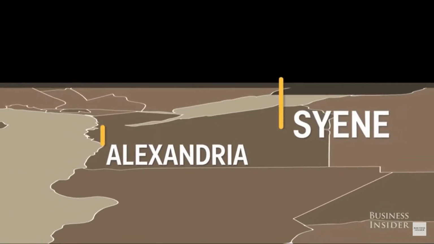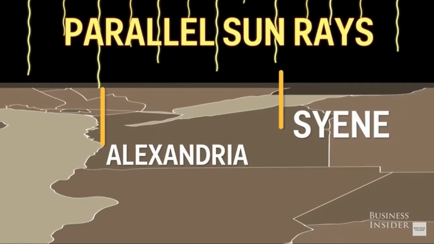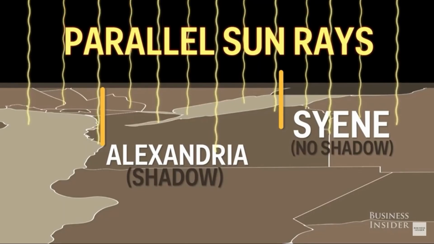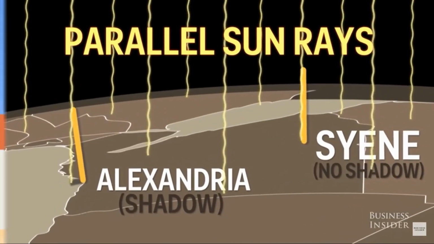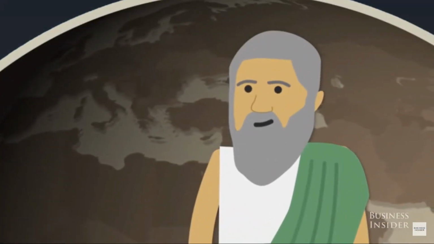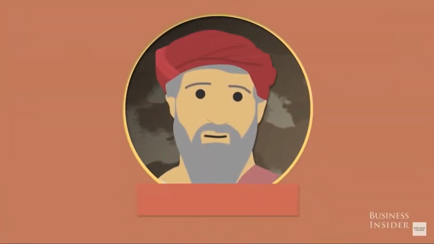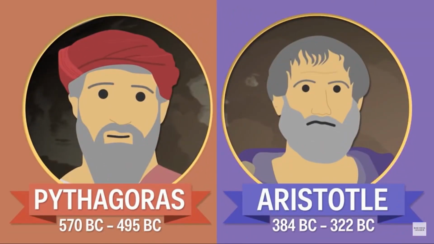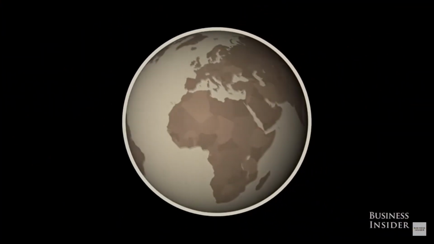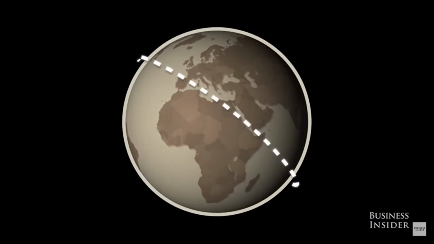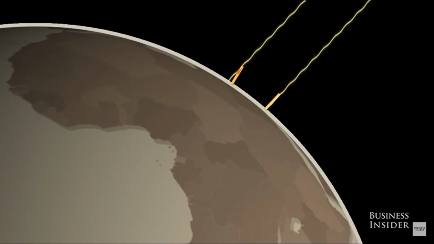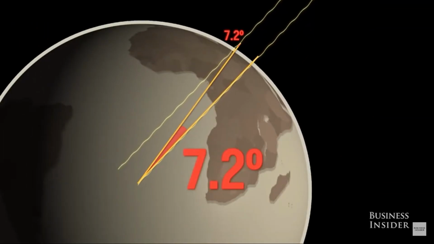Now, if the sun's rays are coming in at the same angle at the same time of day, and a stick in Alexandria is casting a shadow while a stick in Syene is not, it must mean that the Earth's surface is curved. And Eratosthenes probably already knew that. The idea of a spherical Earth was floated by Pythagoras around 500 BC and validated by Aristotle a couple centuries later. If the Earth really was a sphere, Eratosthenes could use his observations to estimate the circumference of the entire planet. Since the difference in shadow length is 7 degrees between Alexandria and Syene, that means the two cities are 7 degrees apart on Earth's 360-degree surface.